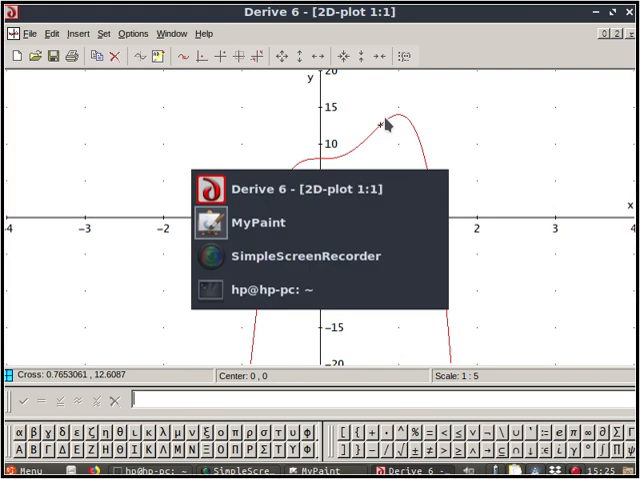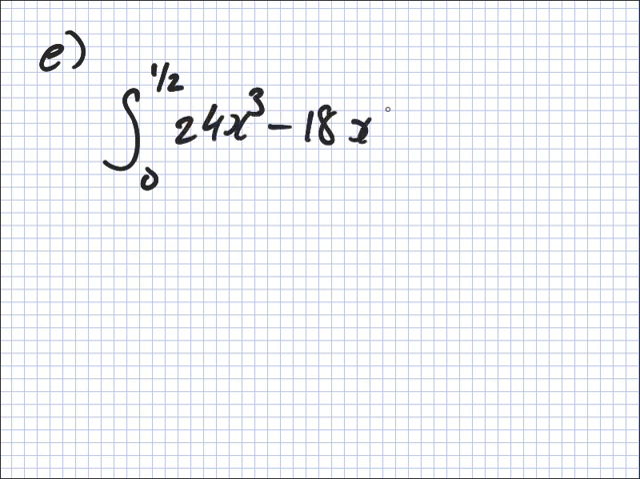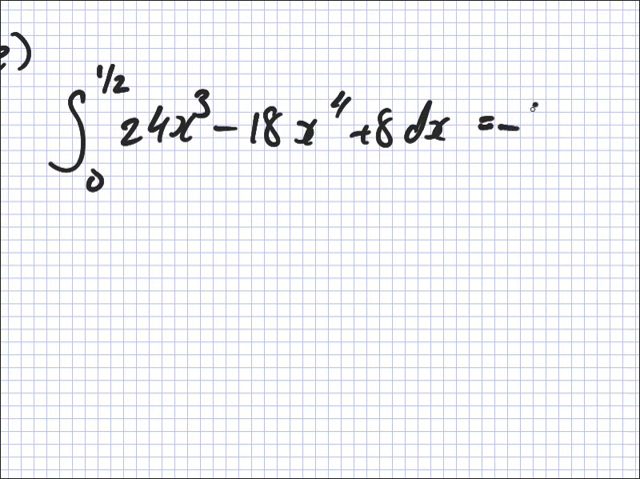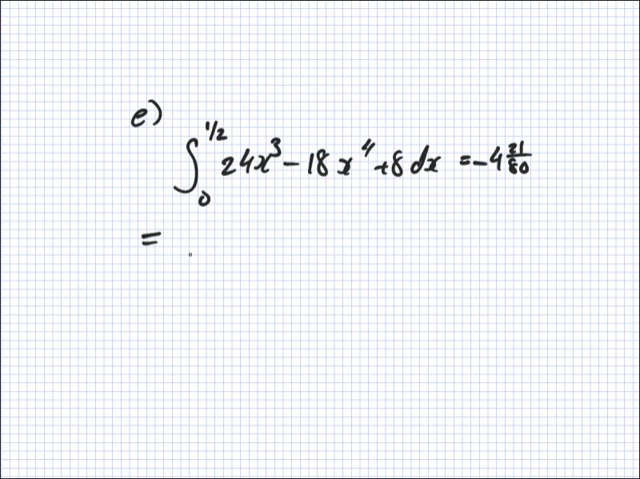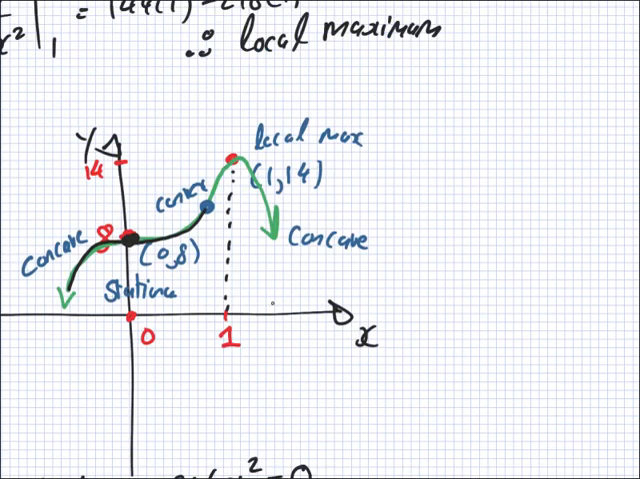Right, the last part, E. The student calculated this antiderivative, 24x cubed minus 18x to the 4 plus 8 dx, and they got minus 4 and 21/80ths. Explain why they're wrong. Well, if you look here, this integration is actually equal to the area from 0 to a half. So if you look at the picture, that area between 0 and a half, it can't be negative. In fact, you can actually estimate it because it looks like it's roughly a rectangle.